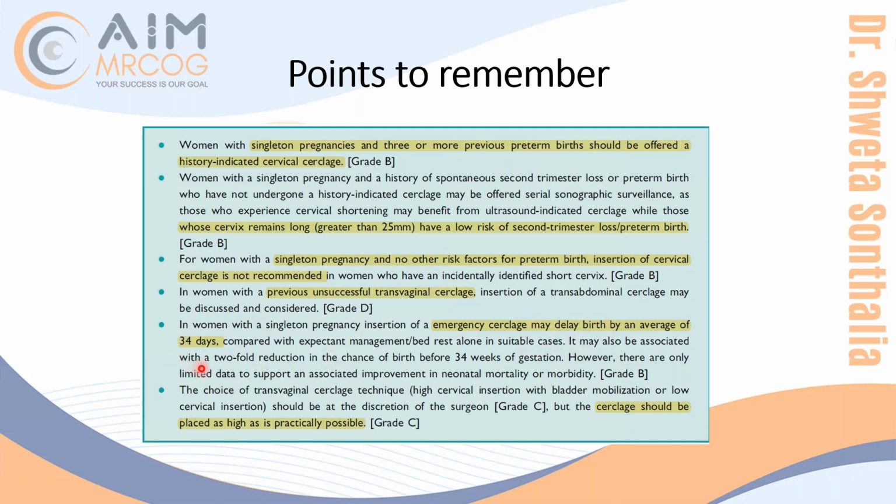Now, emergency cerclage may delay birth by an average of 34 days. This is from the beginning. This is nothing new knowledge. This is from the beginning, earlier cerclage GTG also. So yes, it will delay by 34 days. So they might ask you in SBA how many days it will delay and how much reduction in the chance of birth before. Which one you want me to repeat?